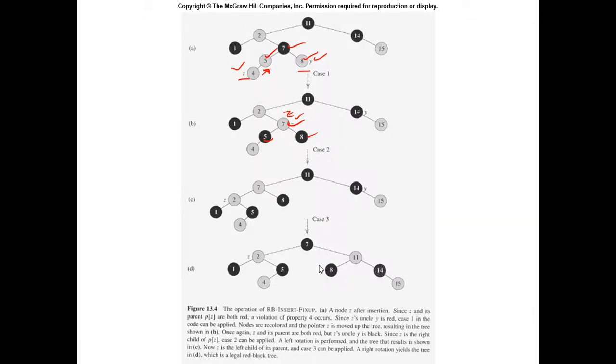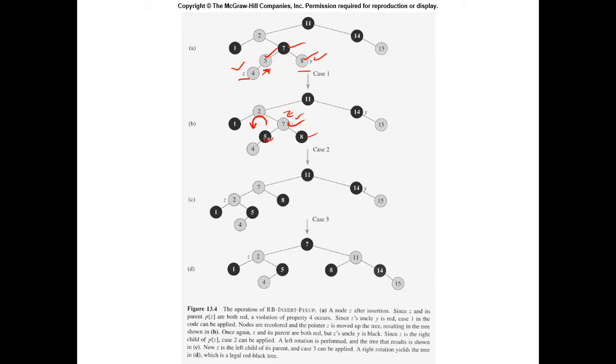In case 2, to solve, you can see here what we are trying to do. We are applying a left rotation. When you apply left rotation, 7 comes here at the 2, and 2 goes to the left of 7, and the left of 7 will go to the right of 2, right?